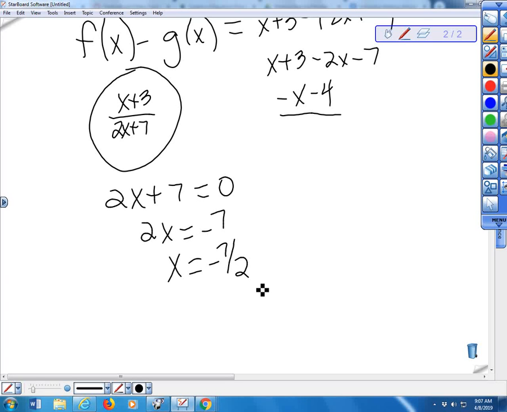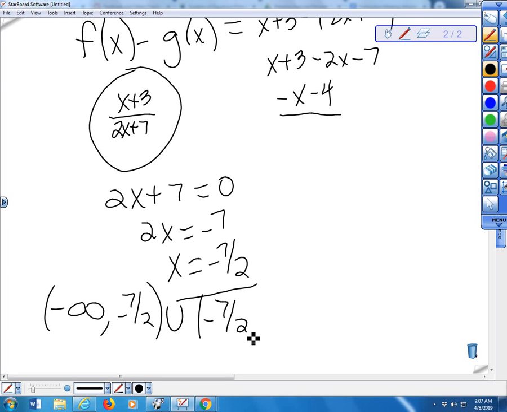So I know when x is negative 7/2, it can't exist. It can exist at any other x value. So my actual domain here is going to be negative infinity to negative 7/2. I can't include negative 7/2 because it can't exist there. Union with negative 7/2 to infinity. The only number it can't be is negative 7/2.